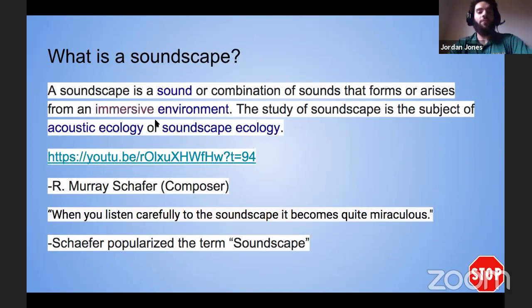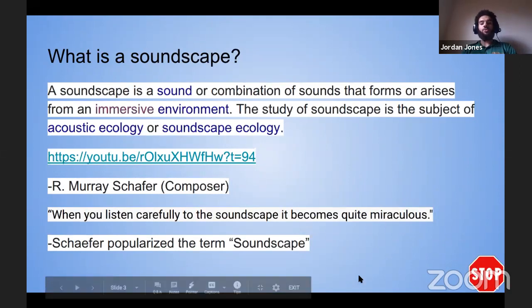The textbook definition is a little more complicated with weird words, but a soundscape is a sound or combination of sounds that forms or arises from an immersive environment. The study of soundscape is the subject of acoustic ecology or soundscape ecology. So essentially the same thing, just in so many words.